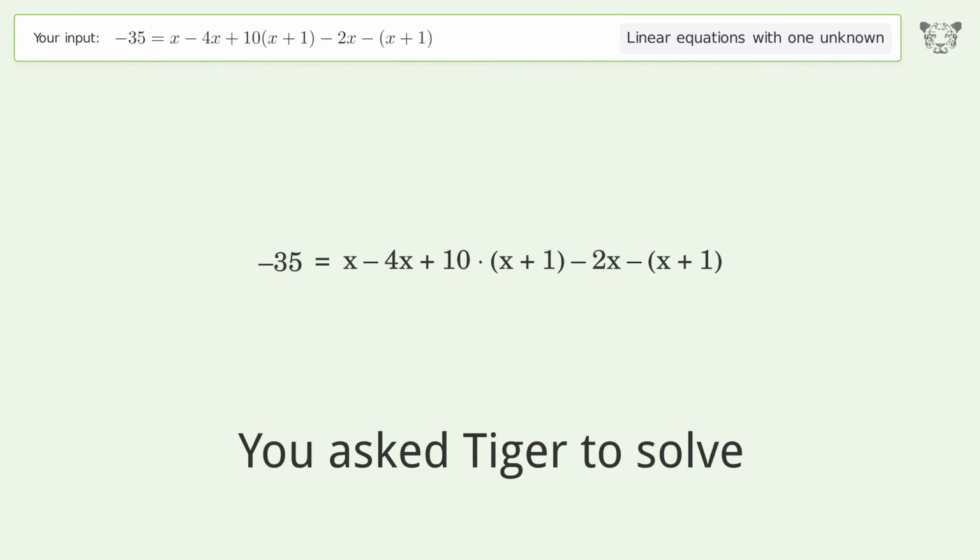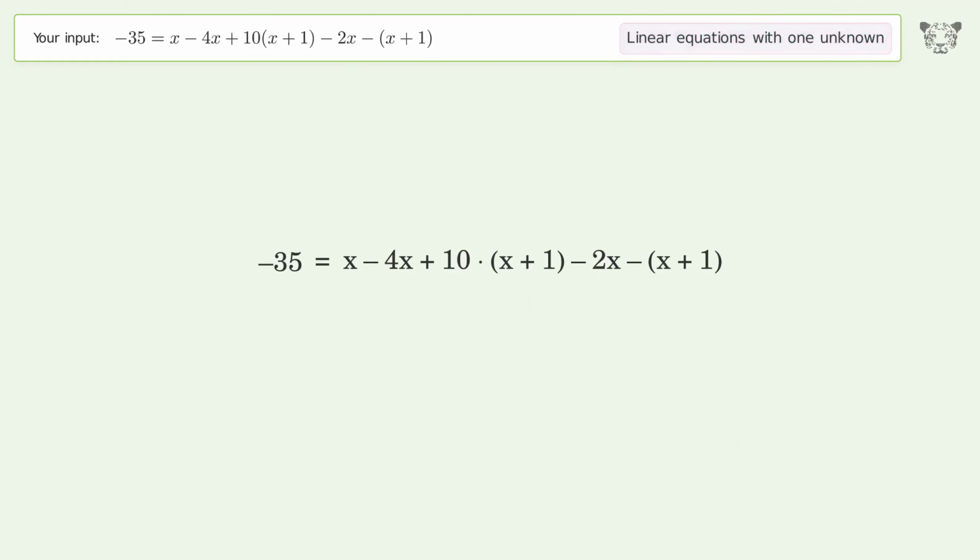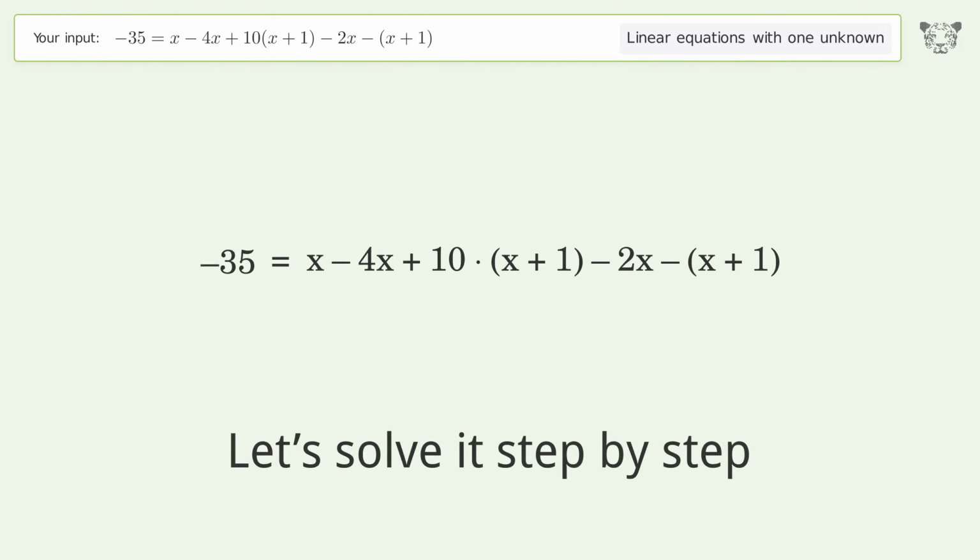You asked Tiger to solve this. It deals with linear equations with one unknown. The final result is x equals -11. Let's solve it step by step.